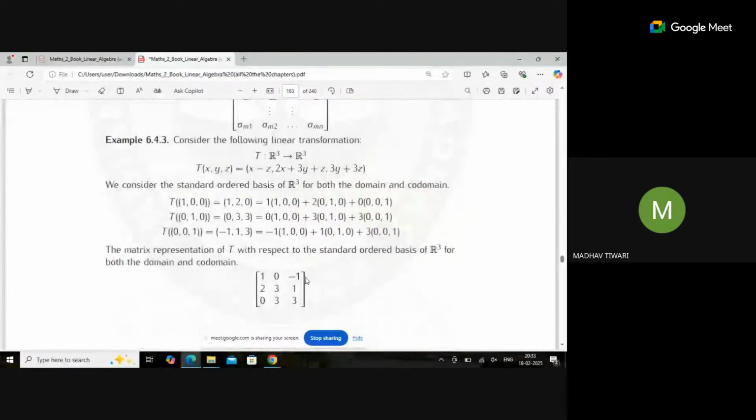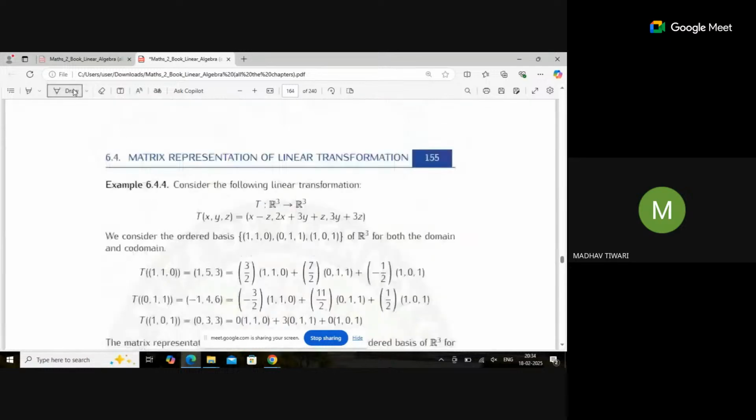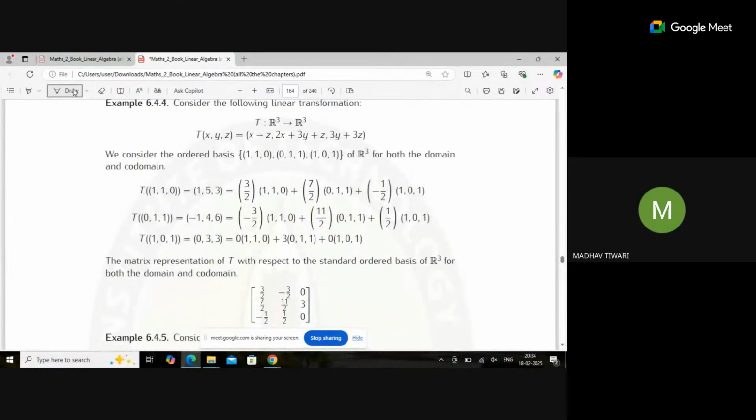We write every time like this. So here a transformation is given, T of x, y, z. Firstly we took a basis, the standard basis. It says we have to find the transformation for the standard basis, which are 1 0 0, 0 1 0, and 0 0 1. We find the transformation using this general formula. Whatever we get, we write as a linear combination of the basis for this vector space. So we wrote 1 2 0, 0 3 3, and minus 1 1 3. So this is the matrix representation. Same here, nothing else.